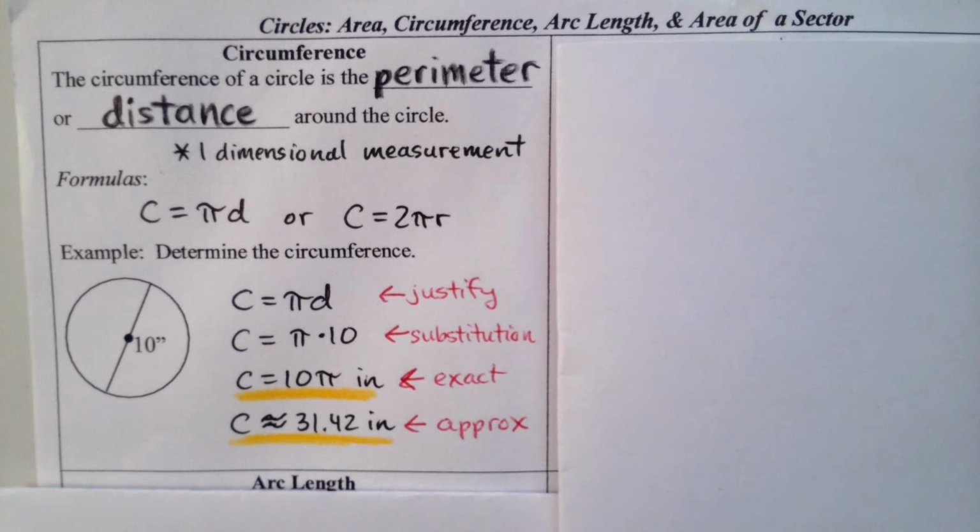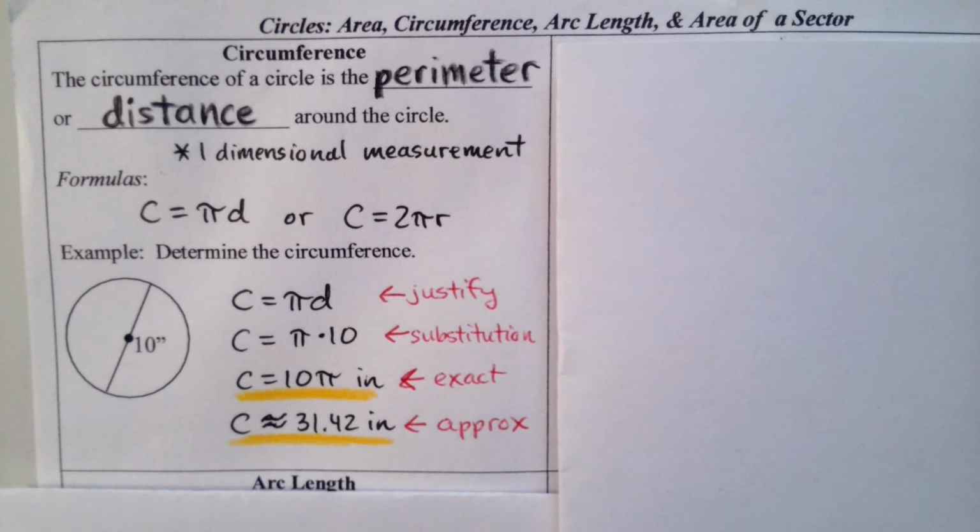In this video, we will review area and circumference of a circle and introduce arc length and area of a sector. Circumference. Circumference of a circle is the perimeter or distance around a circle. Circumference, so circum means to go around. This is a one-dimensional measurement.